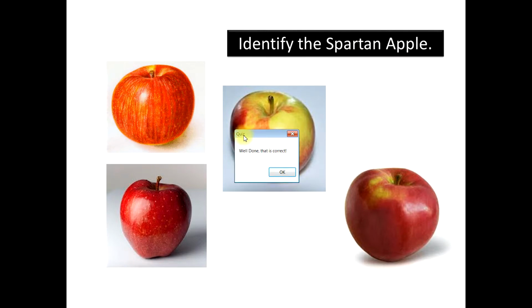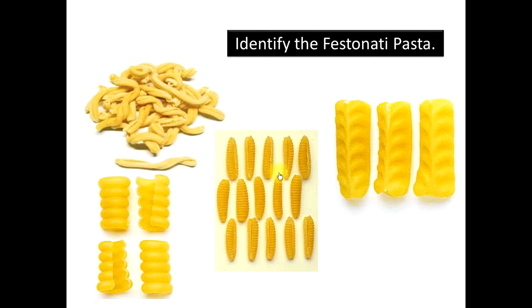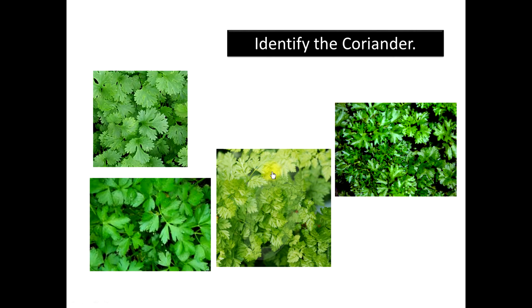If the answer is correct, it gives them the answer. Well done, that is correct. If they click OK, they move on right away to the next pasta. Now in this case, this pasta here would be the one, but let's say they have the answer wrong. It would say in this case, sorry, that is incorrect. Then they have some herbs here. They need to identify the coriander. In this case, they identify it correctly.